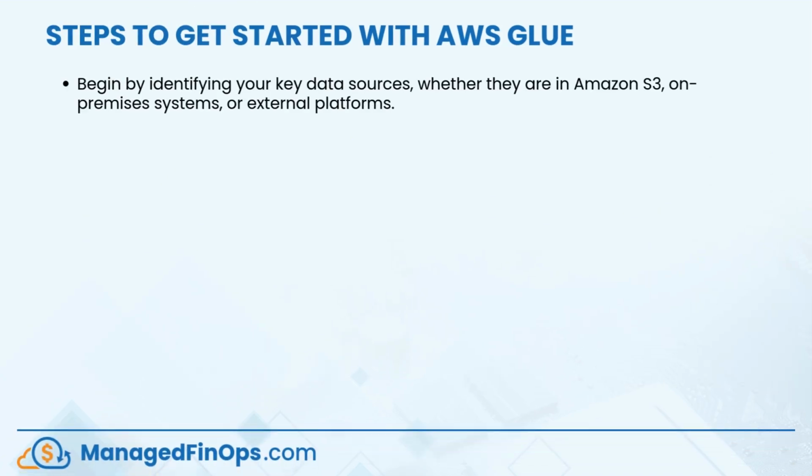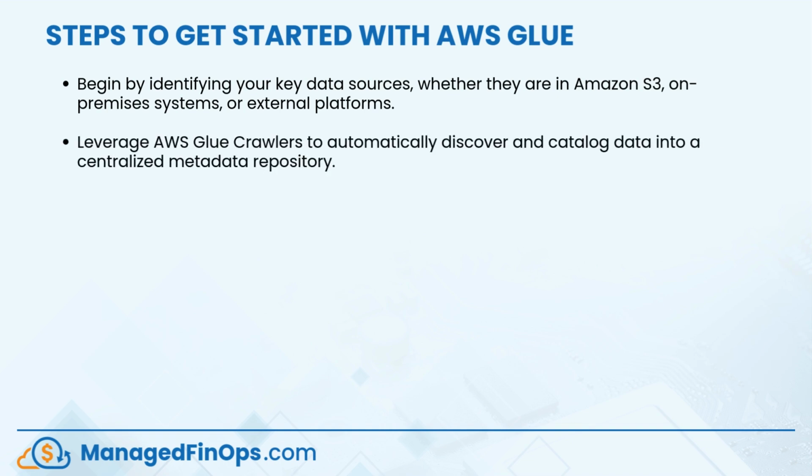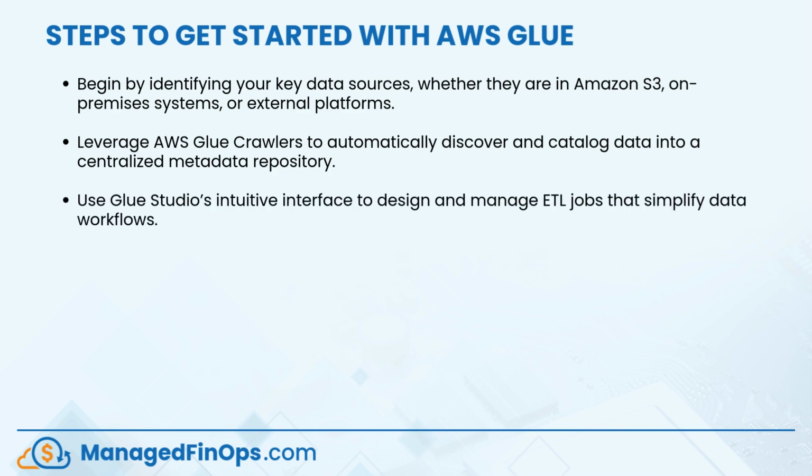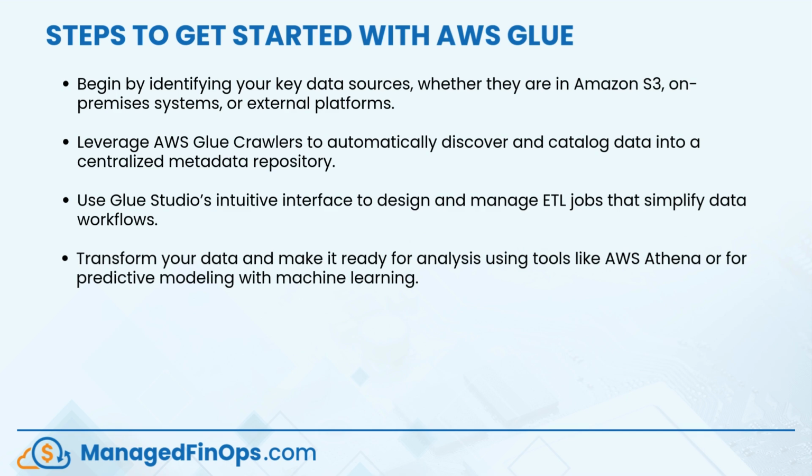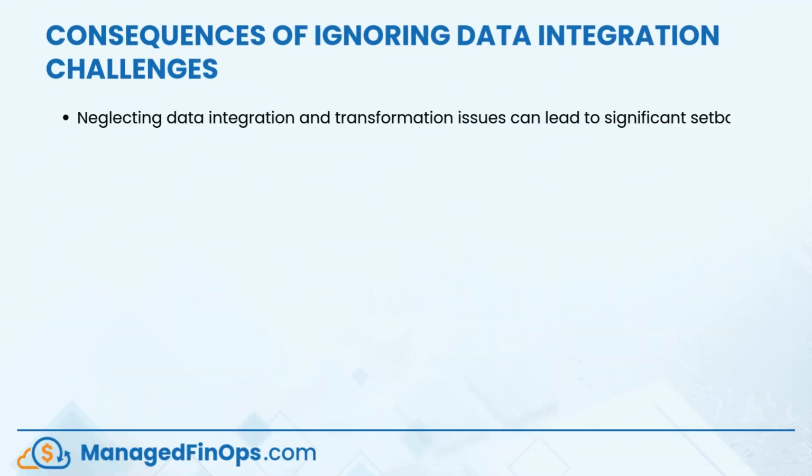Start by identifying your key data sources, whether they're in Amazon S3, on-premises databases, or third-party platforms. Use AWS Glue crawlers to automatically discover and catalog your data into the Glue Data Catalog, which becomes your centralized metadata repository. From there, you can create ETL jobs using Glue Studio, a user-friendly interface that simplifies complex workflows. Once your data is transformed, you can analyze it with services like AWS Athena or feed it into machine learning models for predictive insights.